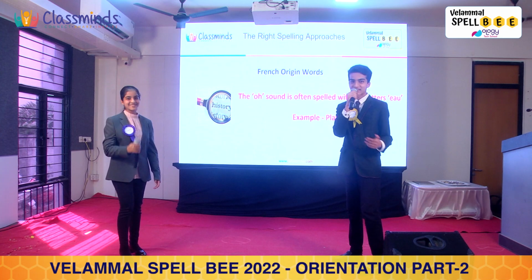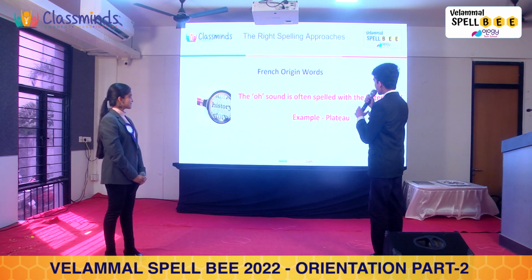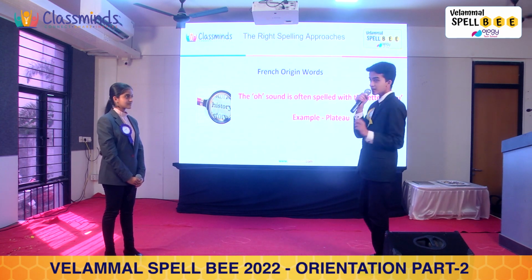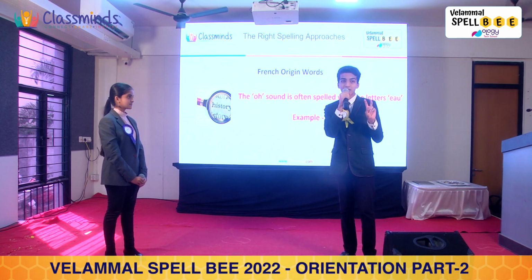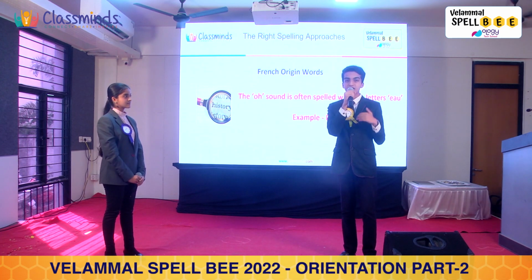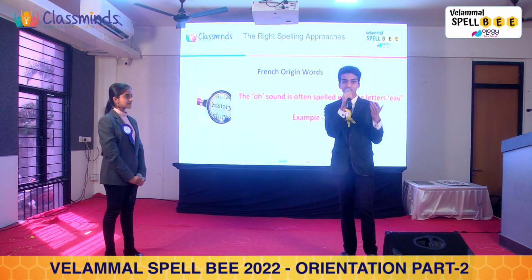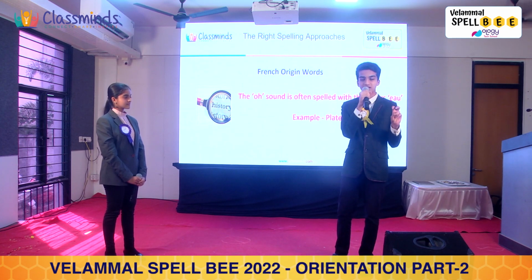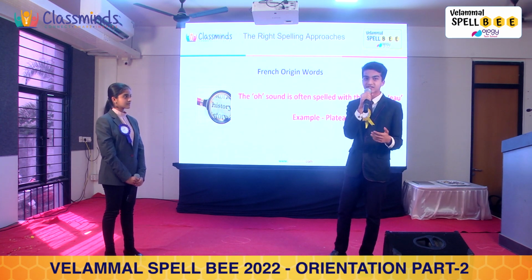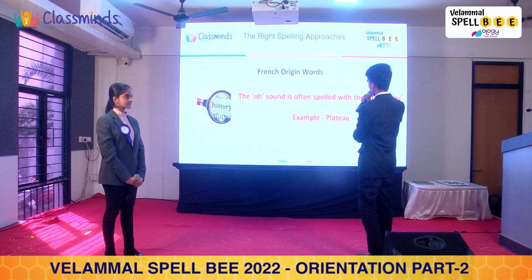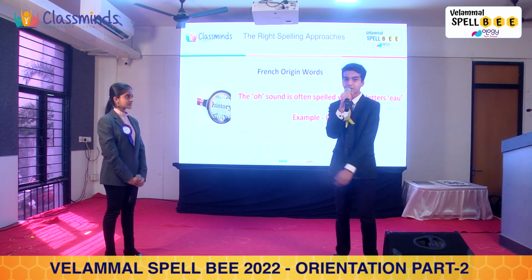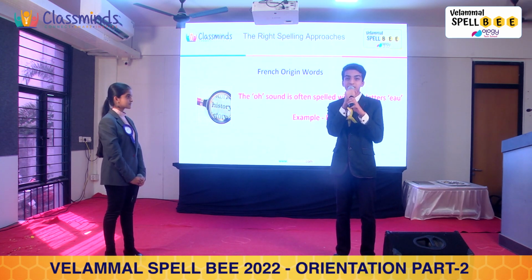Thank you. Now we're back at the French origin. With words from the French origin, some words have the O sound at the end of the word. And if you want to spell a word that comes from the French origin and it has that O sound, the O sound is most likely spelled with the letters E-A-U, as you can see here. And we have an example on the screen, and that is the word plateau.